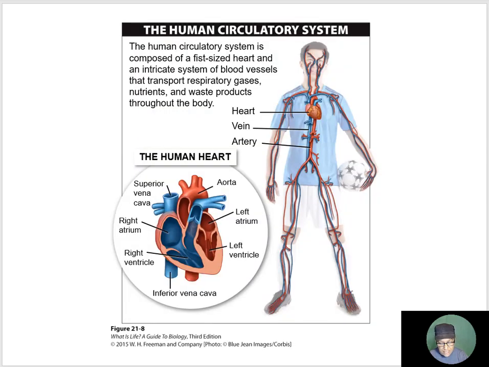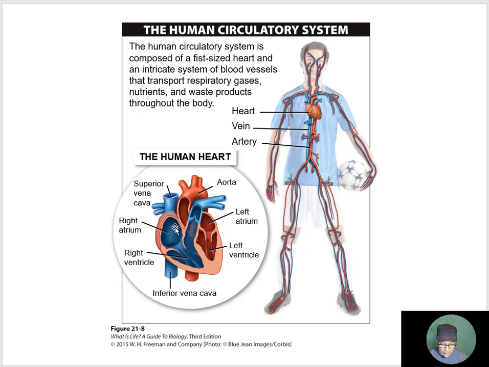But let's carry on. And we're going to take a closer look at the human circulatory system. That is us, right? So the human circulatory system is composed of a fist-sized heart. So if you were curious about what size your heart is, just make a fist, put it right over your chest. That's about the size of your heart. And it has this intricate system of blood vessels, but as we saw, it has organization, right? We're going from arteries to capillary beds to veins, right? And this is all so that we can transport respiratory gases, nutrients, and waste products throughout the body.